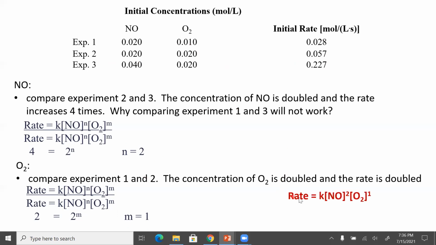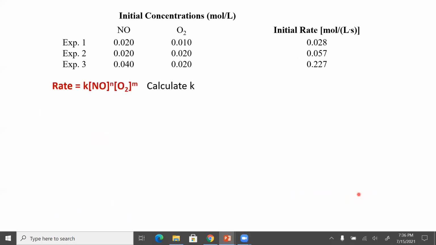So we can write our rate law. Rate equals K times the concentration of nitrogen monoxide squared, because we decided it was second order, times the concentration of oxygen to the first, because we decided it was first order. Now we want to calculate K. Well, K is a constant.